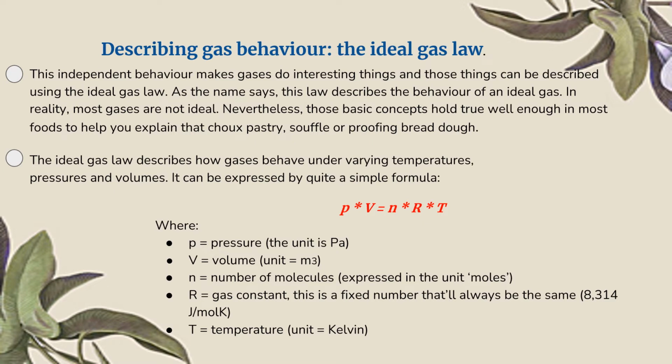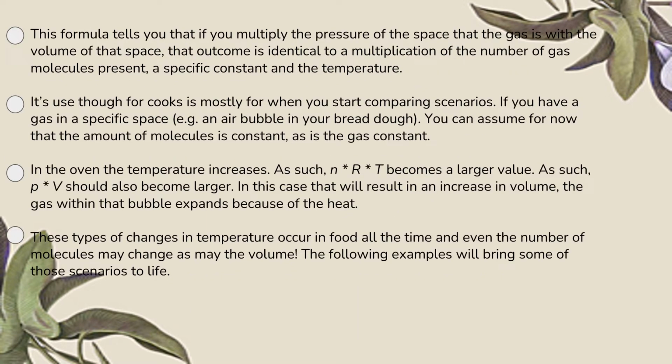It can be expressed by a quite simple formula: PV = nRT, where P is pressure, V is volume, n is the number of molecules, R is the gas constant, and T is temperature in Kelvin. This formula tells you that if you multiply the pressure of a space that the gas is in with the volume of that space, that outcome is identical to a multiplication of the number of gas molecules present, a specific constant, and a temperature.